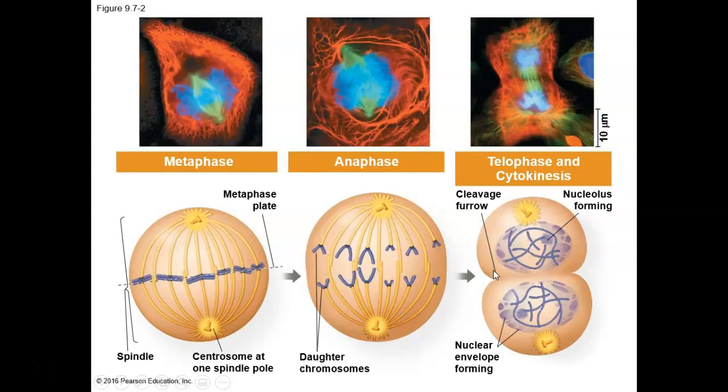The cleavage furrow of cytokinesis will immediately start. The nucleus will reform, and you'll end up with a set of two cells that are genetically identical.